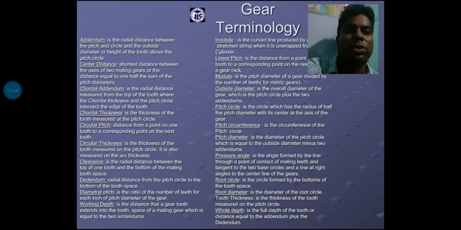Circular pitch. It is the distance from a point on one tooth to a corresponding point on the next tooth. Next is circular thickness. It is the thickness of the tooth measured on the pitch circle, and it is also measured as the arc thickness.